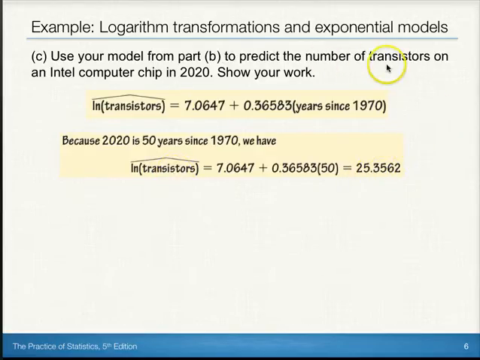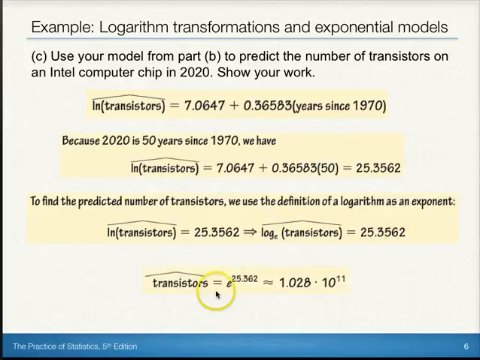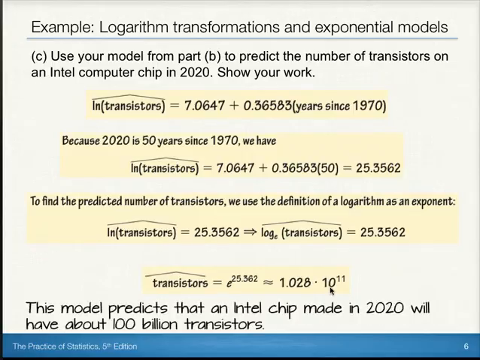Now, we want to predict the number of transistors, not the predicted natural log of that. So to find the predicted number of transistors, we'll have to use the definition of logarithm as an exponent. If the natural log of the transistors is predicted to be 25.3562, that means log base e of the transistors is predicted to be 25.3562. And if we take the definition of logarithm as an exponent, we can then say e to the 25.3562 power will be the predicted number of transistors. In this case, that's 1.028 times 10 to the 11th power. Or in other words, the model predicts that an Intel chip made in 2020 will have about 100 billion transistors.